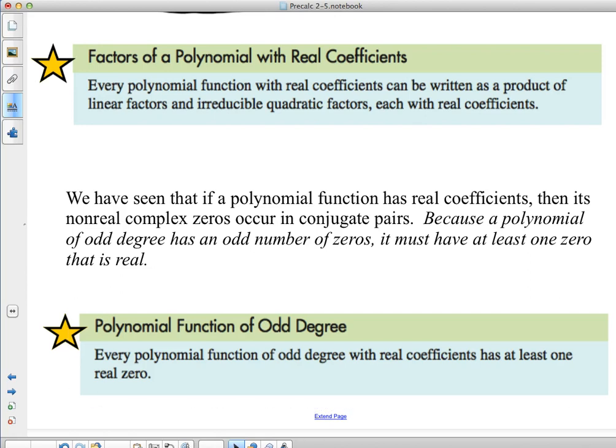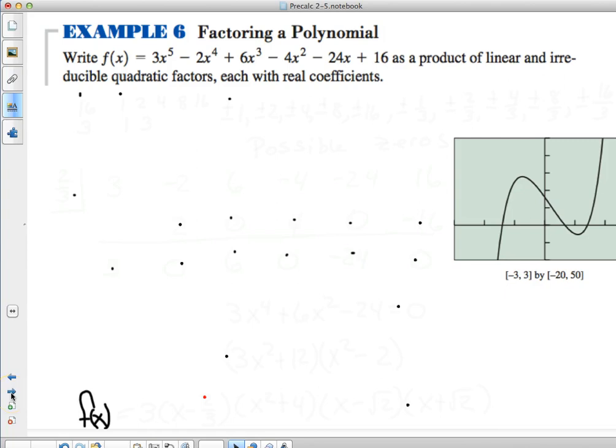Every polynomial function of odd degree with real coefficients has at least one real zero. That's because it's got to cross that axis. So now, factoring a polynomial. I've got it on my calculator.